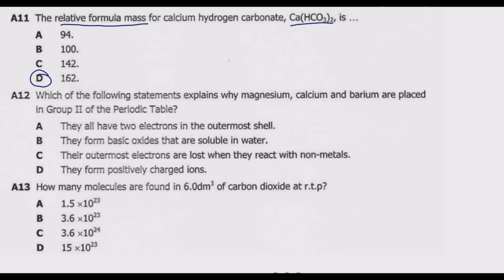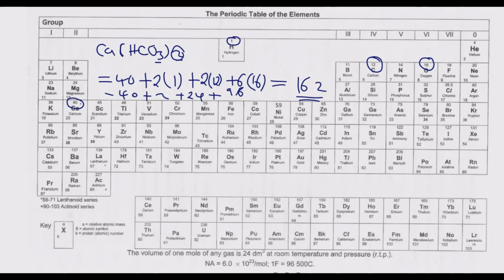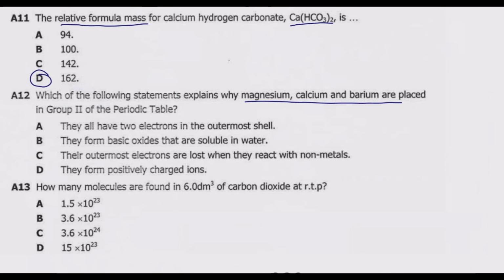Let us look at question 12. Which of the following statements explain why magnesium, calcium, and barium are placed in group 2 of the periodic table? Let us look at the options. They all have 2 electrons in the outermost shell. If you check these elements on the periodic table, barium, magnesium, calcium, they are in the same group. Why are they in the same group? Because they all have 2 electrons in the outermost shell. This is the correct answer even without looking at the other options.